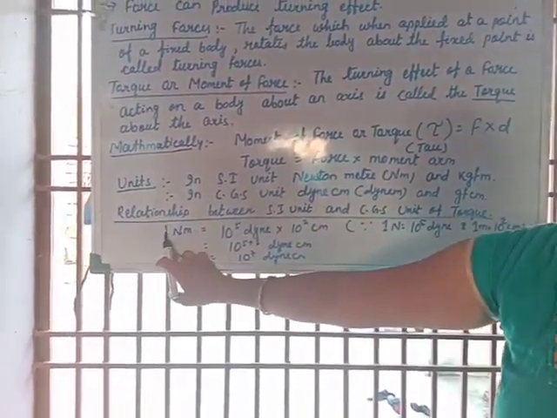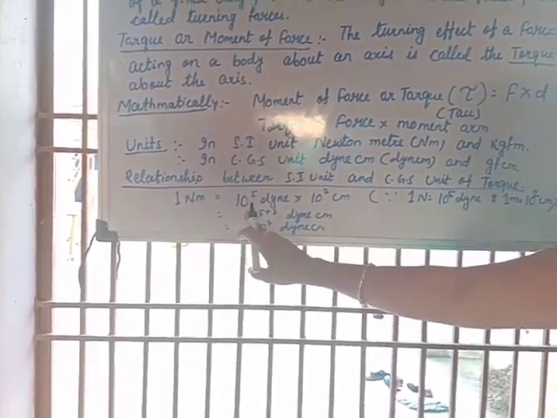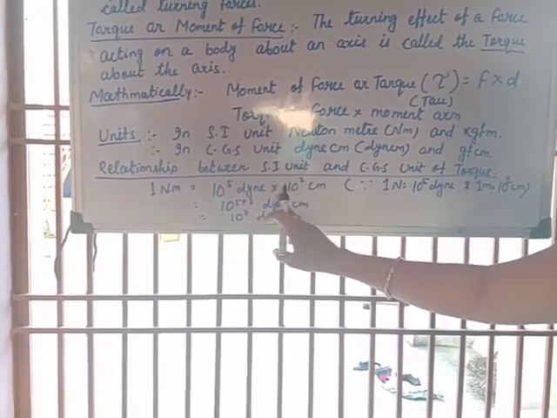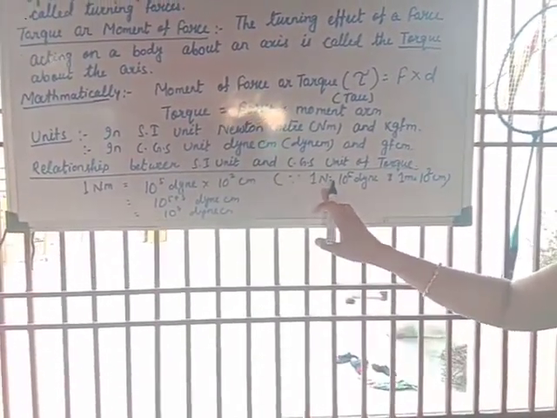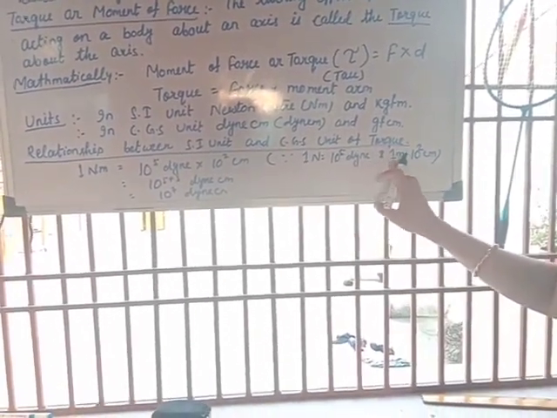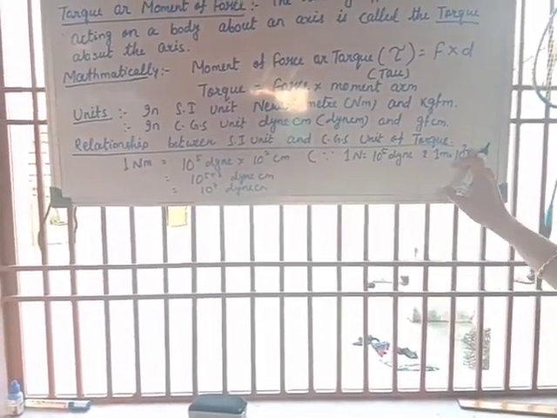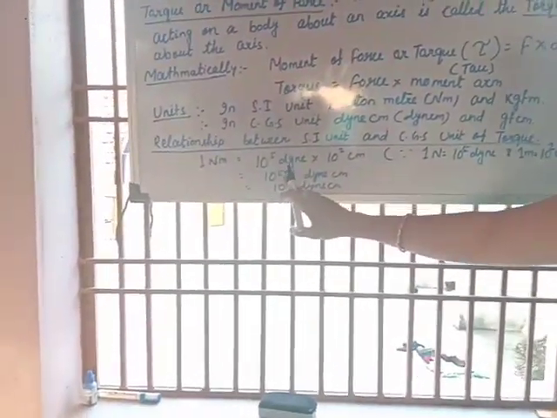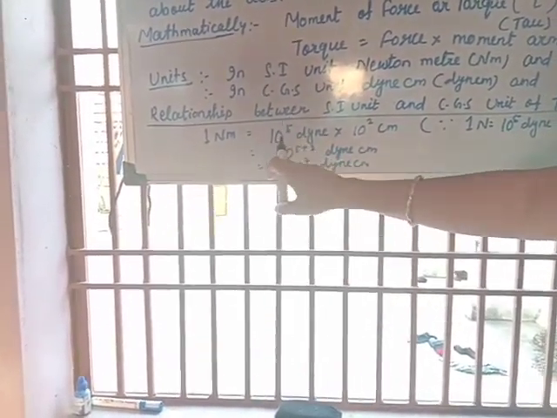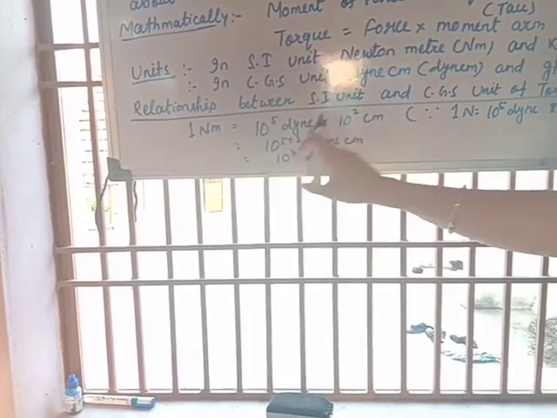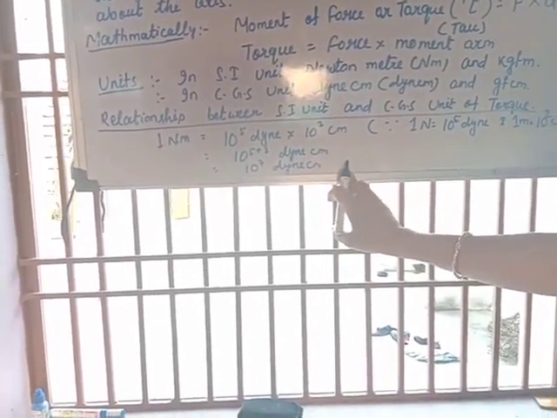As you know that Newton meter is the SI unit of torque. So 1 Newton meter equals 10 to the power 5 dyne into 10 to the power 2 centimeter. Means already you know that 1 Newton equals 10 to the power 5 dyne and 1 meter equals 100 centimeter, which I have written here as 10 to the power 2. Then you have to add the powers, 5 plus 2, dyne centimeter. So it will be 10 to the power 7 dyne centimeter.